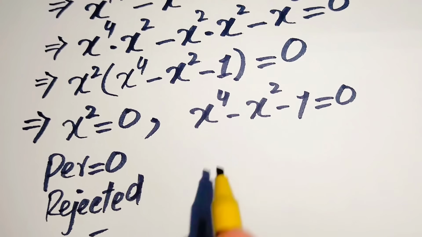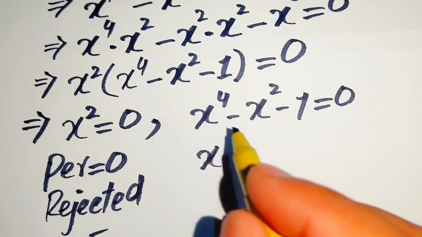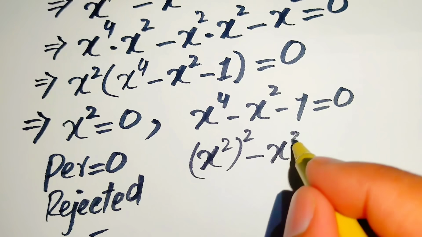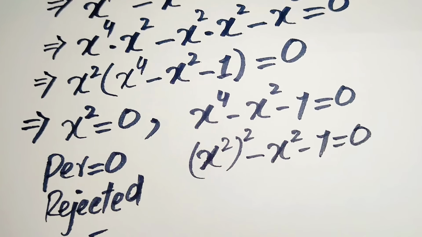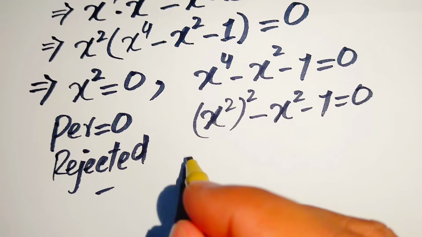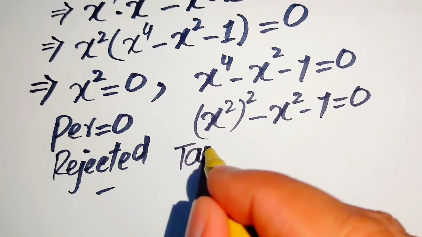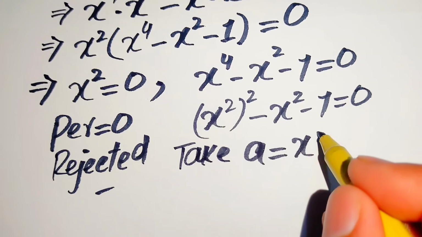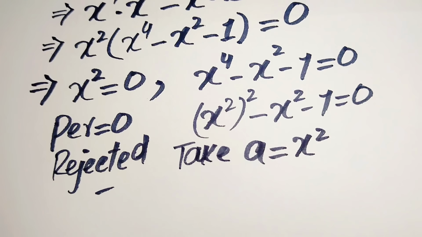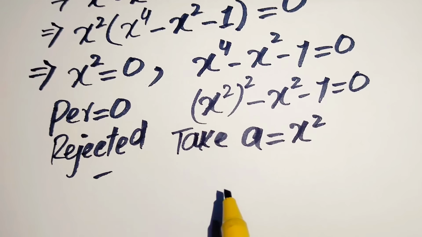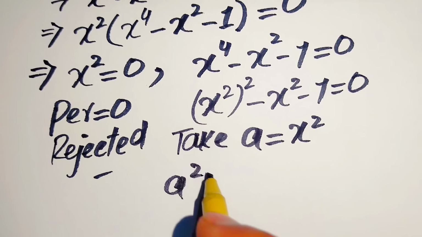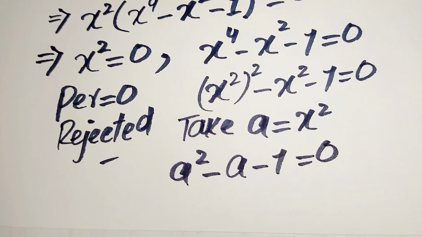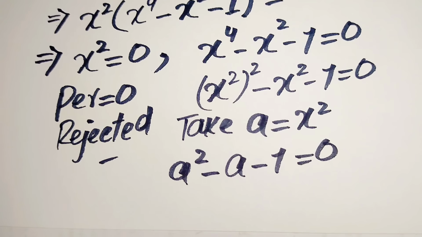So here we break this equation into this form. We write x to the power of 4 as (x squared) whole squared, minus x squared, minus 1 equals 0. So here we take a little substitution, and we just take a equals x squared. So we put a equals x squared, so that our above equation becomes a quadratic in the variable a, and it becomes a squared minus a minus 1 equals 0.